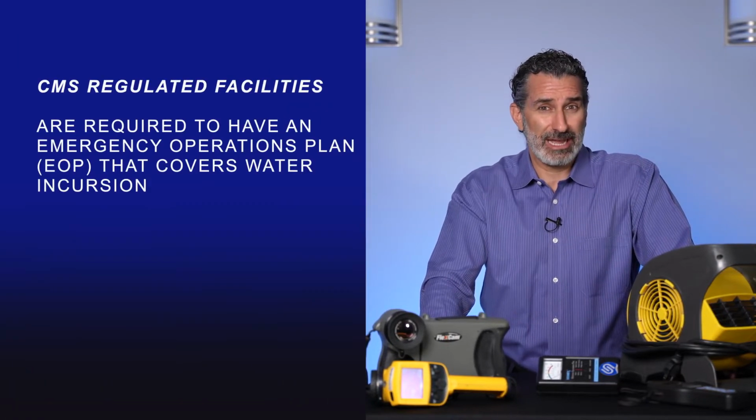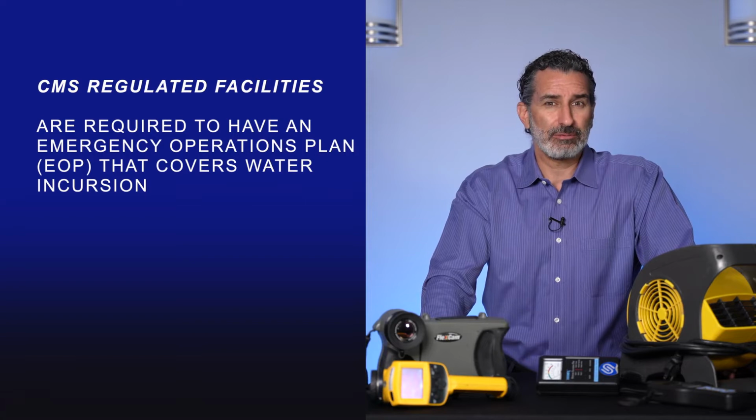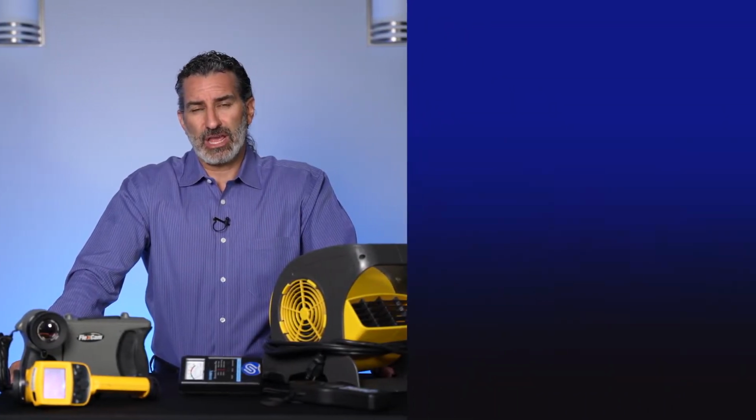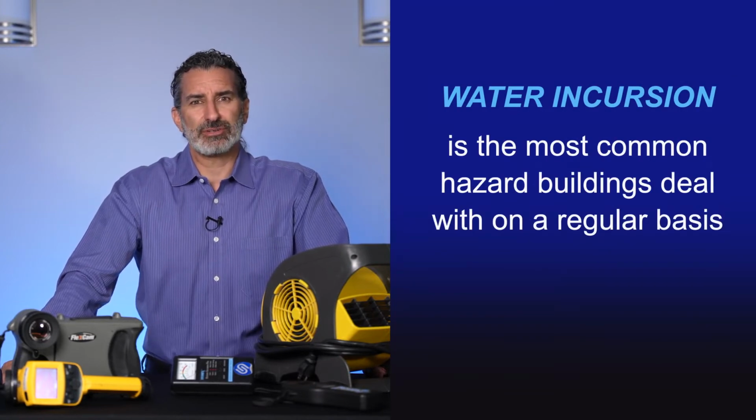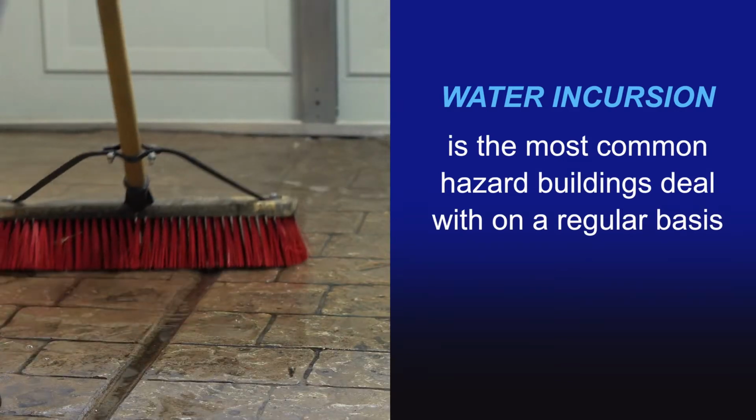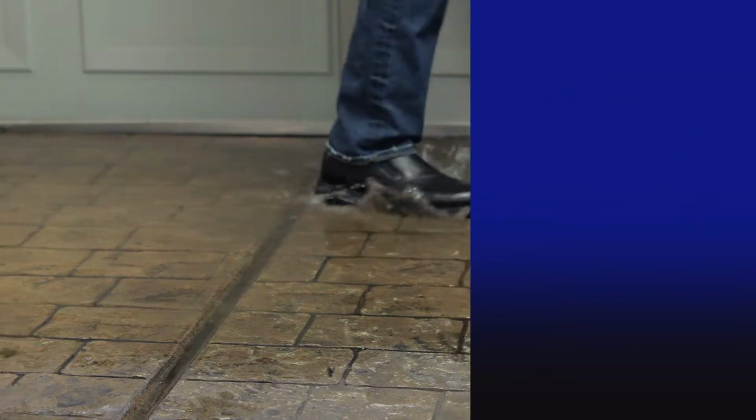So if you're a CMS regulated facility or a healthcare facility, you probably have or are required to have an emergency operations plan. And one of the hazards identified in your plan would certainly be water incursion. How to deal with it when it occurs, how to prevent it, ideally. As an industrial hygienist, having worked in thousands of facilities, this is the most common hazard that buildings face. Water incursion is going to be a problem for you today, and it's going to be a problem in the foreseeable future. Before we get into too many specifics, let's talk about the categories of water.